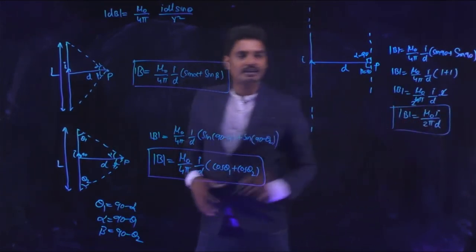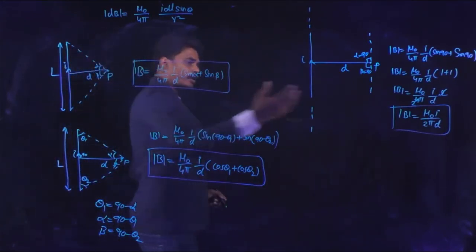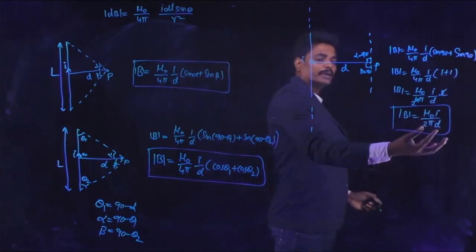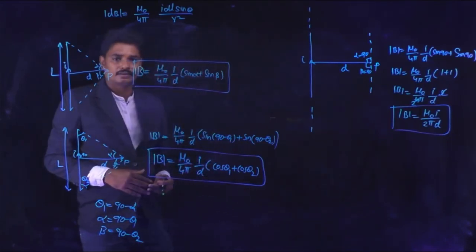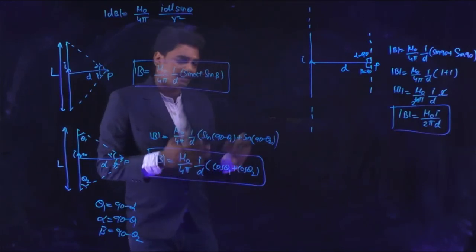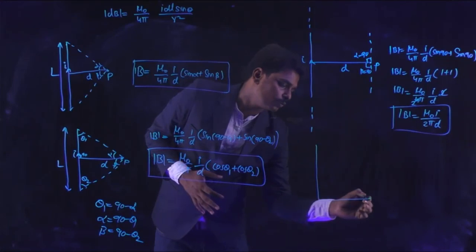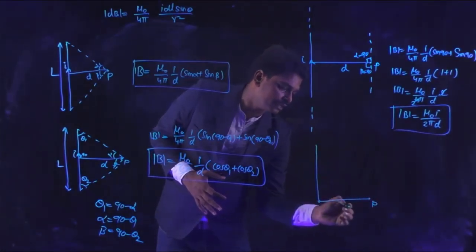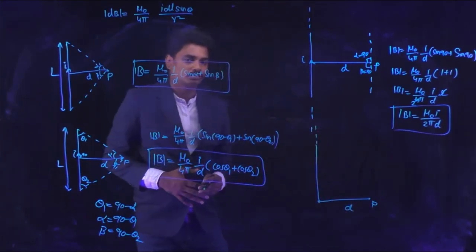So for an infinitely long current carrying conductor, the strength of the magnetic field at a point P at a distance D from the conductor is mu naught I by 2 pi D. Now, if you want to calculate the field of an infinitely long wire at a point at a distance d from one end of the wire, it is also an infinitely long wire.